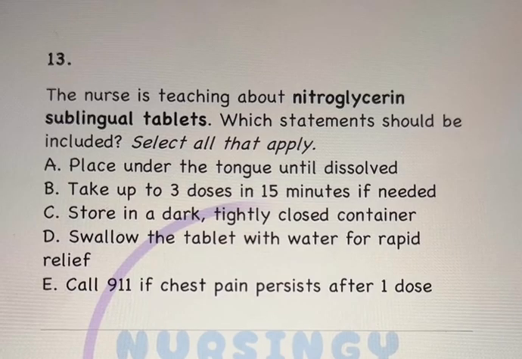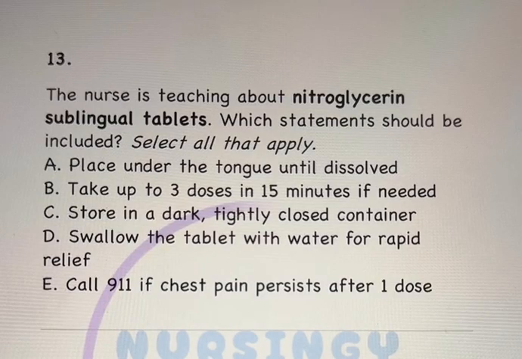Okay, the nurse is teaching about nitroglycerin sublingual tablets. Which statement should be included? Select all that apply. What kind of medication is nitroglycerin? Yes, Pradeep, I will tell the timing at the last. Vasodilator. Yes, it is a very potent vasodilator.